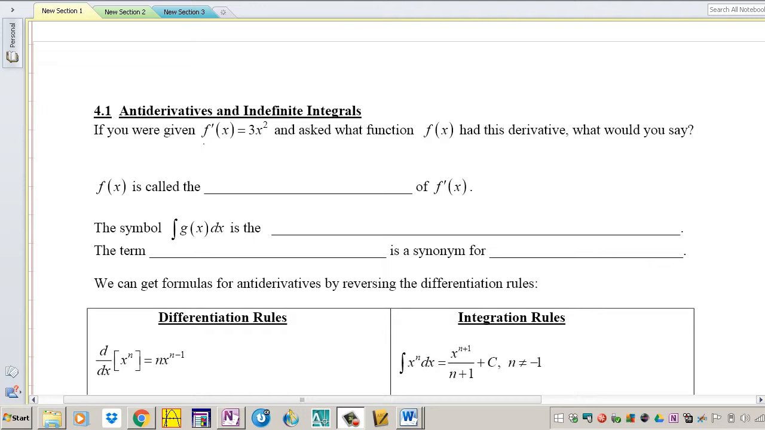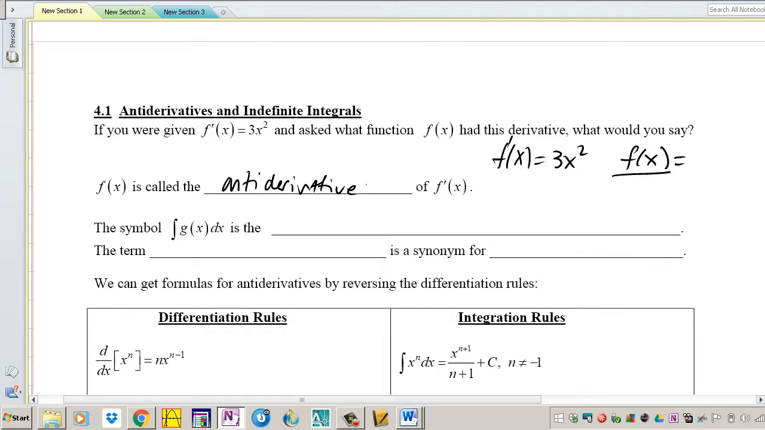If you were given the derivative is equal to 3x squared and asked what function f of x had this derivative, what would you say? Let me rephrase that. Let's say the derivative is 3x squared. What do you call the original function? We call this f of x the antiderivative because it is the opposite of the derivative. The derivative is derived from f of x, so f of x is the antiderivative of f prime of x.